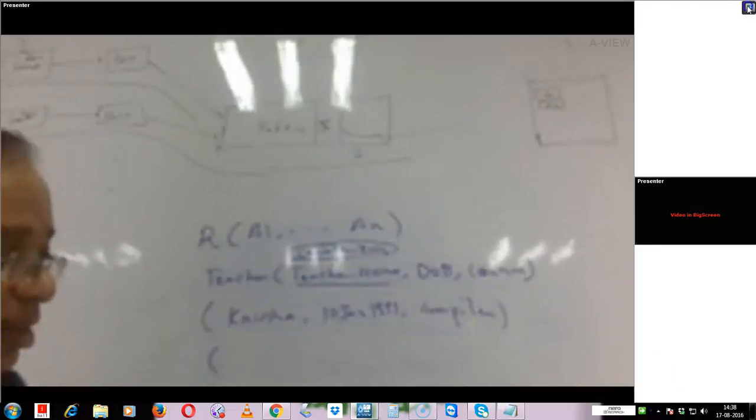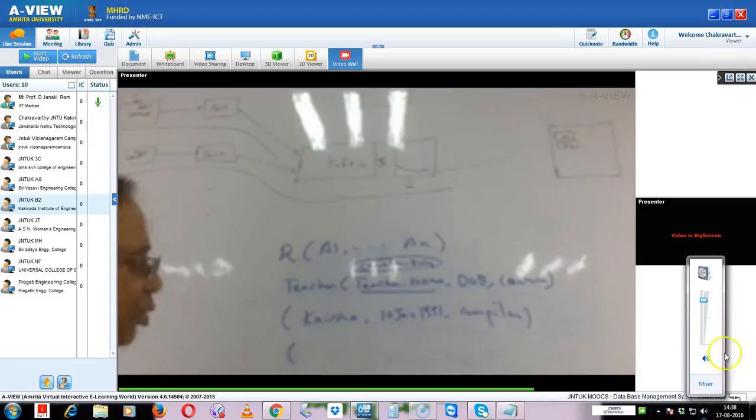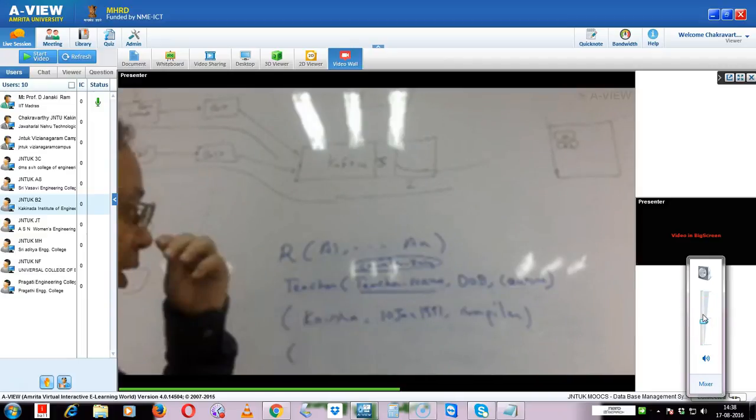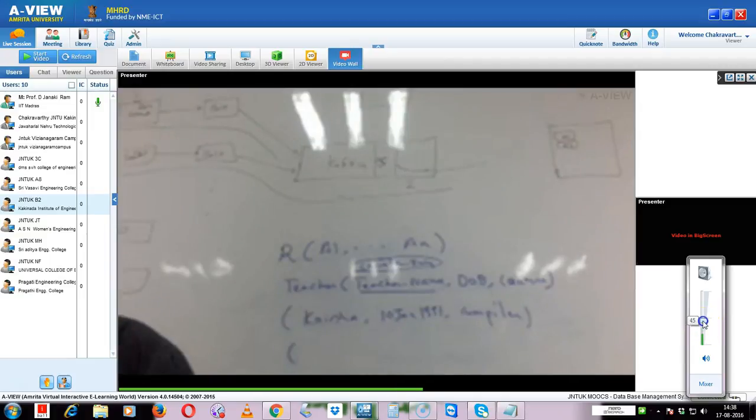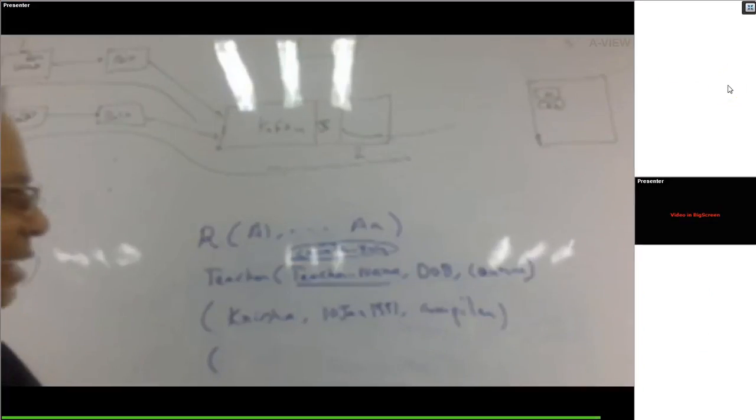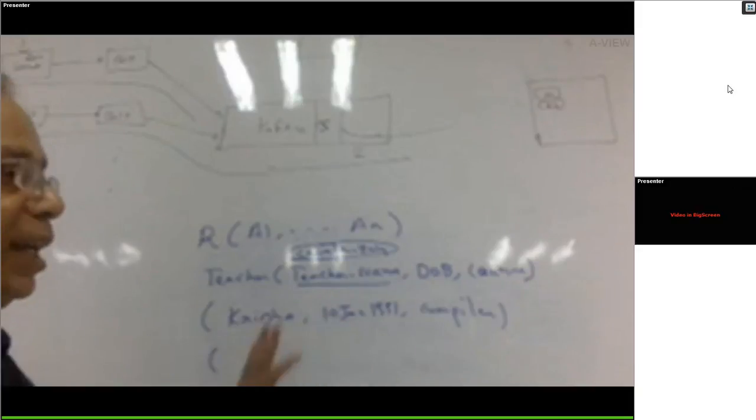So this R and a set of attributes, that is what you are interested in. I'm going to tell you, for example, if you say teacher name is unique here, it is going to be unique in your college. No two teachers will have the same name. Then teacher name becomes unique. If that is not the case, then teacher name cannot be unique.